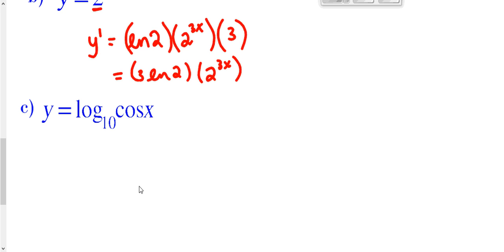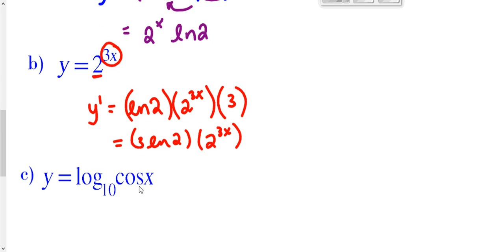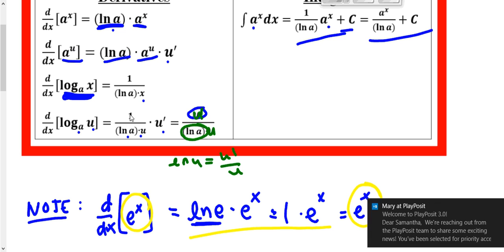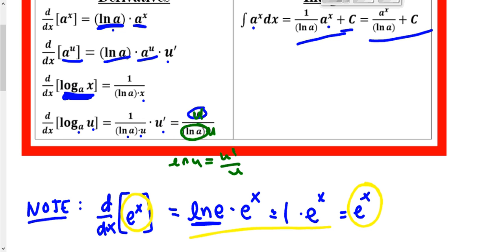Let's look at another derivative problem. If we have the log base 10 of cosine of x. So same rules apply, but now we're working with our logarithm. So when we look at our logarithm, and this is going to be something where it's not just x in there, we're going to be using the second rule. So it's the ln of a on the bottom times what we see. So we have the ln of this number times whatever is here. And then we multiply its derivative.